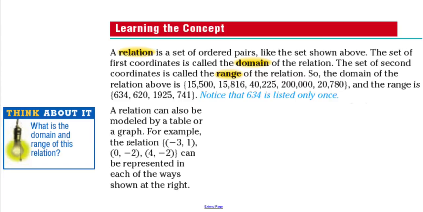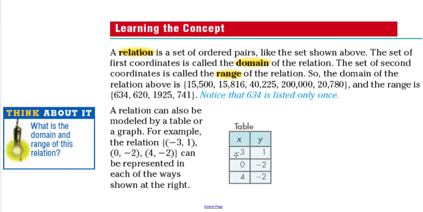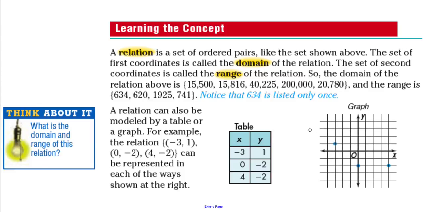For example, the relation (-3, 1), (0, -2), (4, -2) can be represented in each of the ways shown at the right. First, we talked about a table: x coordinates and y coordinates, -3, 0, and 4, and 1, -2, and -2. And it can also be graphed. If you graph those ordered pairs, you have (-3, 1), (0, -2) right here, and (4, -2).